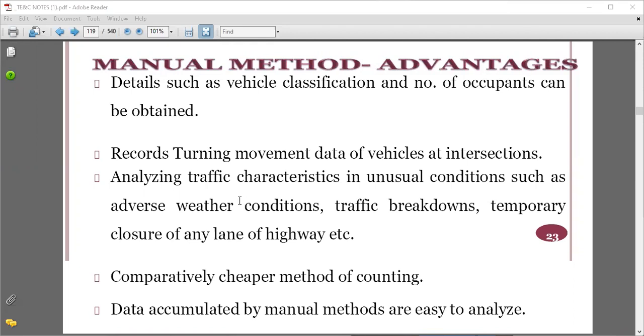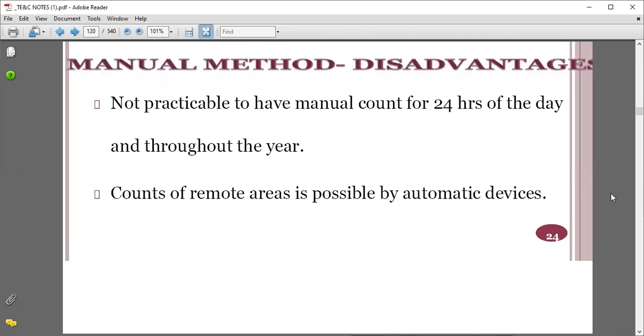So there are the various advantages of this manual counting method. We'll move towards the next point, that is the manual counting method's disadvantages. What are the manual counting method disadvantages? It is not practicable to have a manual count for 24 hours of the day and throughout the year. And counts of remote areas are possible by automatic devices.